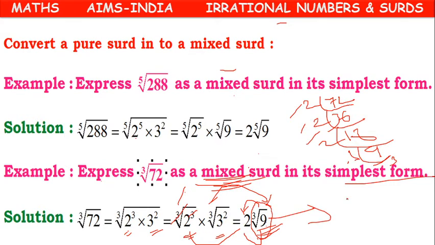And 9 cannot be expressed as the cube of any number. So that's why it is in simplest form. So 2 into cube root of 9 is the answer. Okay. Next.